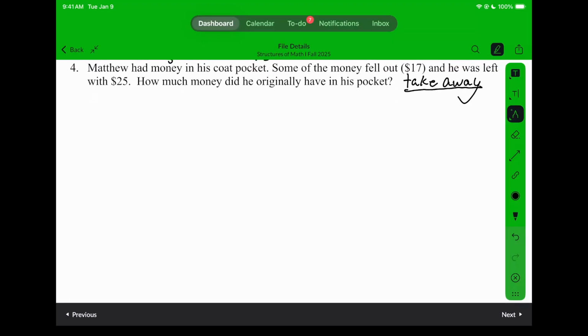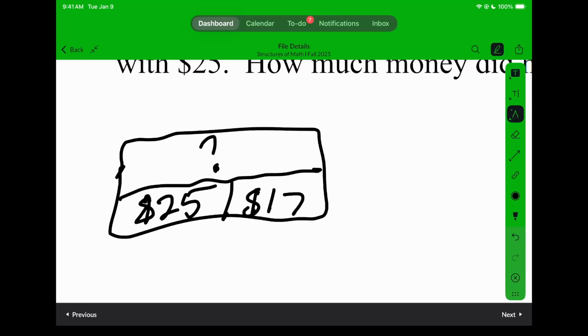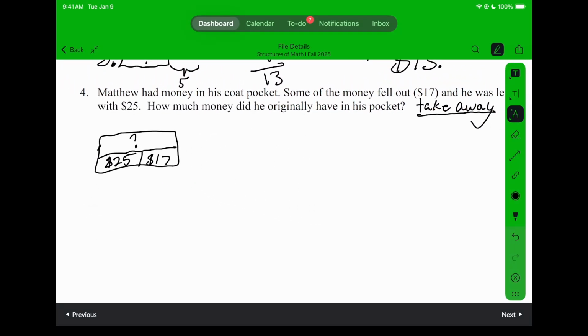Then, strip diagram. So we don't know the total. We don't know what he had. And we know that he has 25, and he also lost 17. So the money that he lost and the money that he has now is going to equal his total. And we need to find that total. So then what we can do is to solve it, 25 plus 17. And then 2 plus 1 is 4.